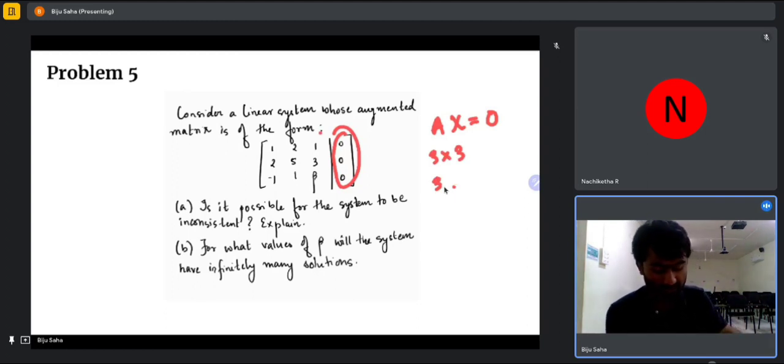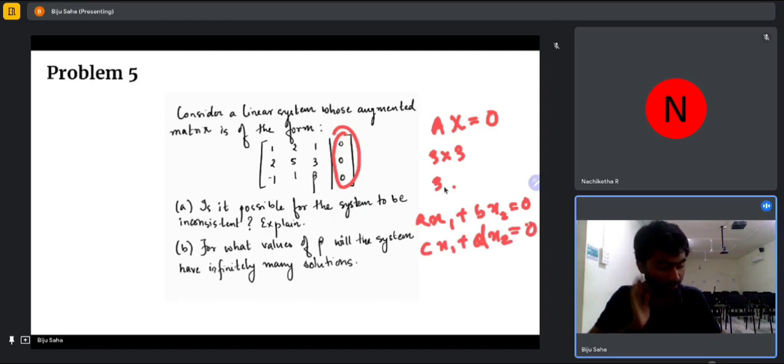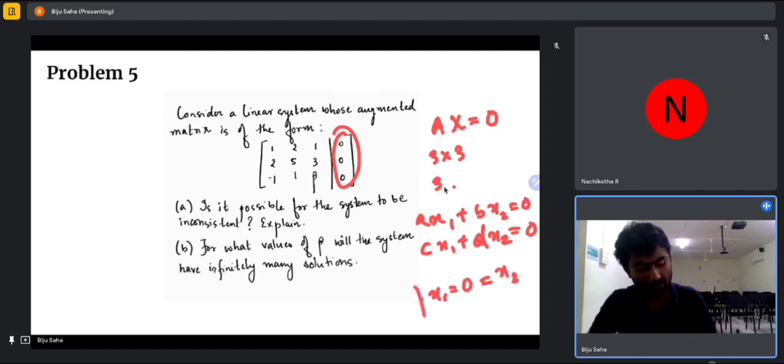So it is asked, is it possible for the system to be inconsistent? Any set of homogeneous equations has one trivial solution. That is, let's take a x1 plus b x2 equal to 0, then c x1 plus d x2 equal to 0. If this is a homogeneous system of equations, then x1 equal to 0 and x2 equal to 0 is always a solution for this set of equations. So this particular solution is known as a trivial solution.